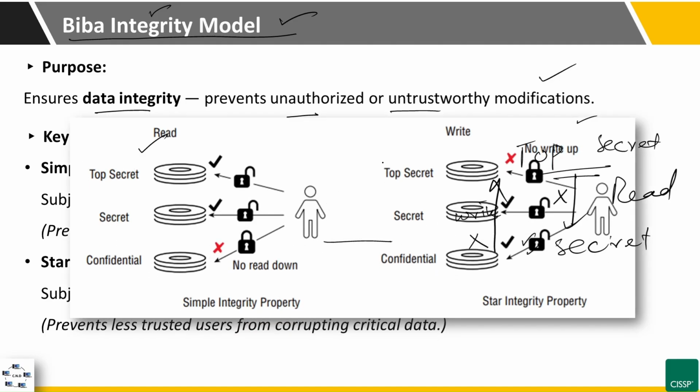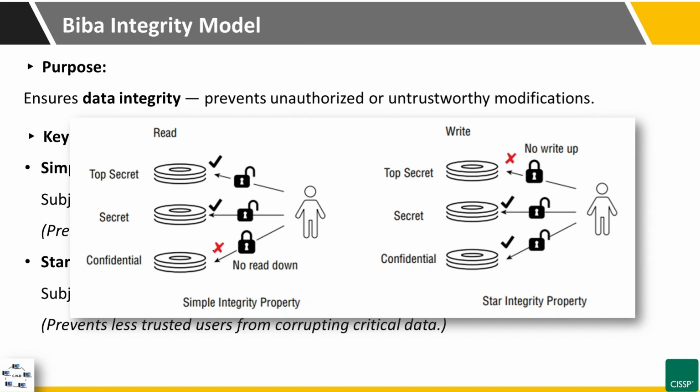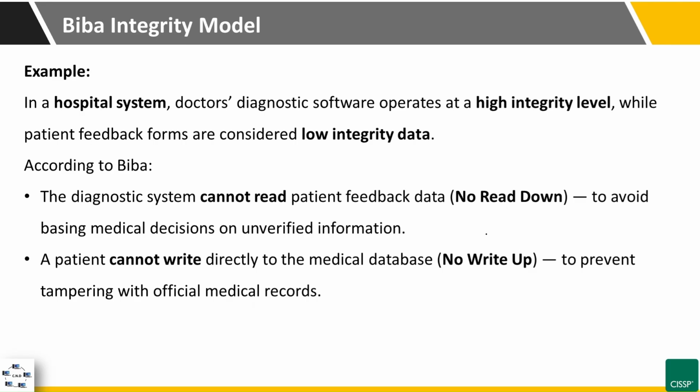Again, this is the visual representation. The simple integrity property is that the higher classification cannot read from the lower classification, which is no read down. Similarly, the lower classification level cannot write to the higher classification level, which is no write up, and this property is the star integrity property.